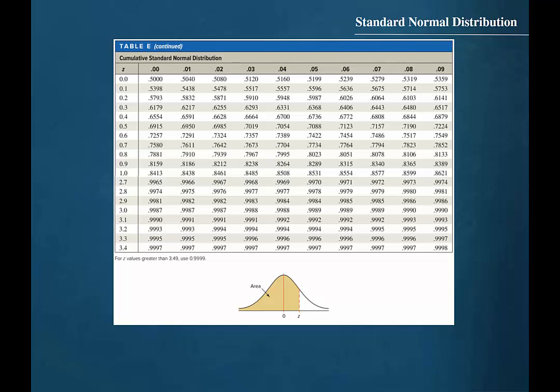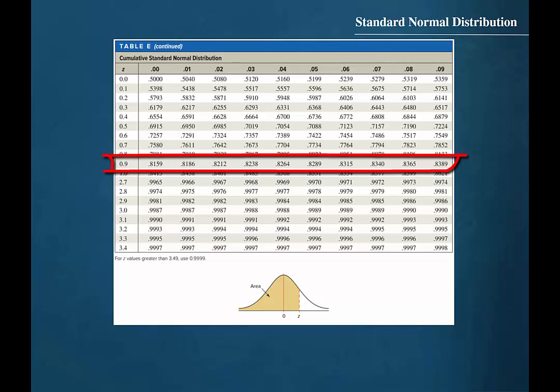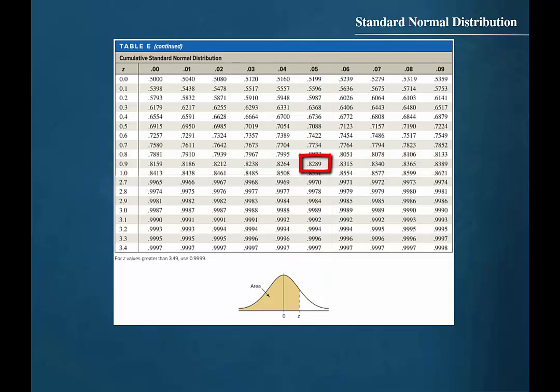So we will find the entry in the table where the row 0.9 intersects with the column 0.05. We find this value to be 0.8289. The graph at the bottom of the table shows that these 4 decimal place values in the body of the table correspond to the area under the curve that extends from the left tail up to the z-score.